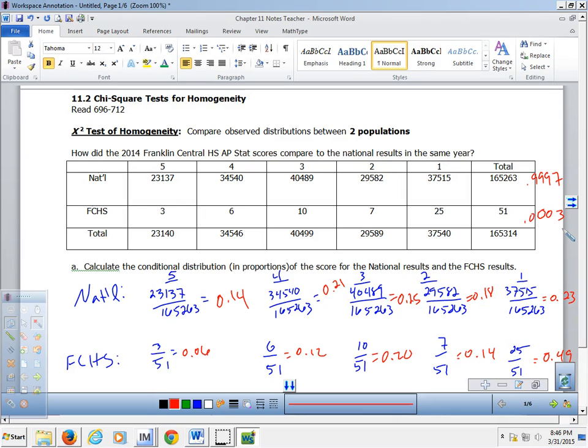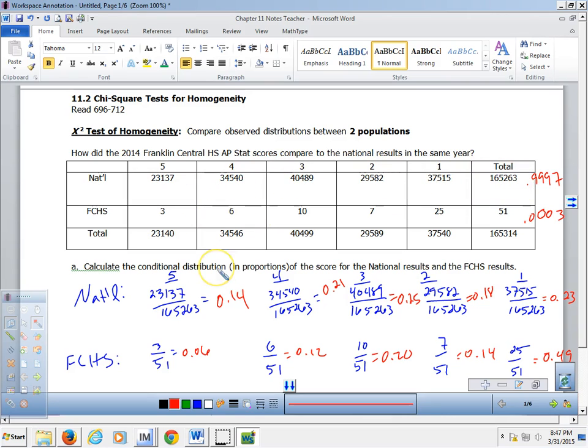Since the national group makes up 0.9997 of the total group, then we would expect, of our total 23,140 people that got 5s, the 0.9997 of those to be in the national group, right? Assuming that there's no difference between the two populations, the two groups, right?